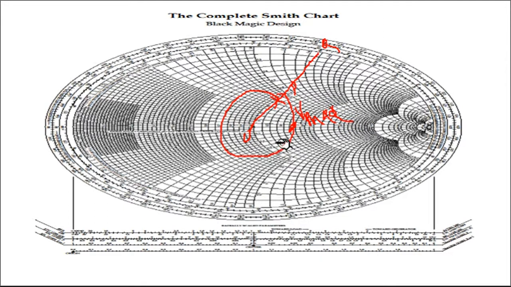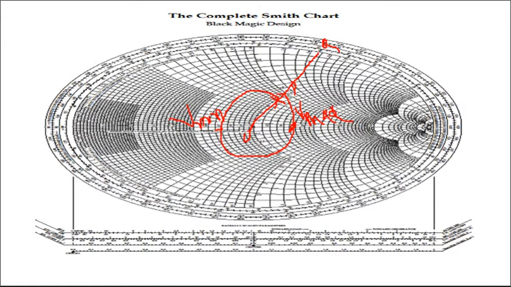Why does voltage maxima occur? Because impedance is increasing. If the impedance is more, V is equal to IR. If R is more, V is more. So they both are directly proportional. So Vmax is the point on the right hand side, and this is the left hand side point. This is Vmin. So whenever you draw this complete constant VSWR circle, on the right hand side there is a point of voltage maxima, on the left hand side there is a point of voltage minima.